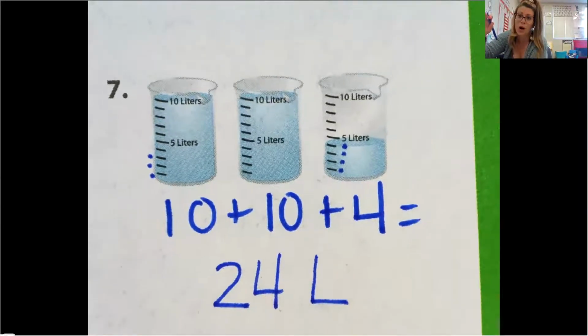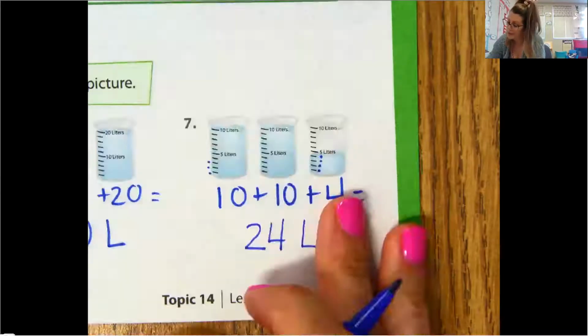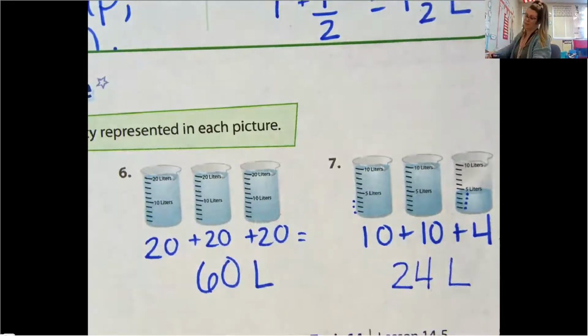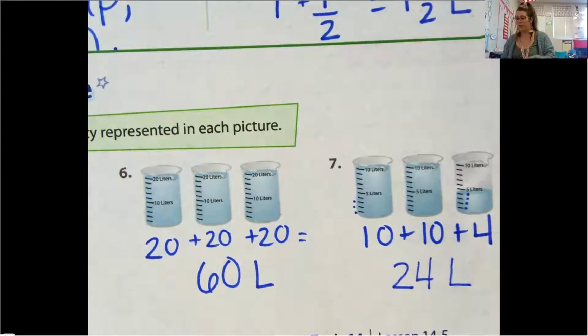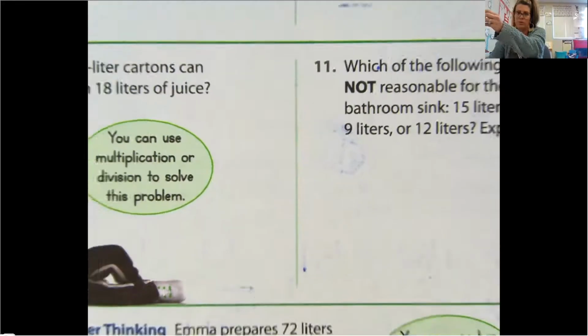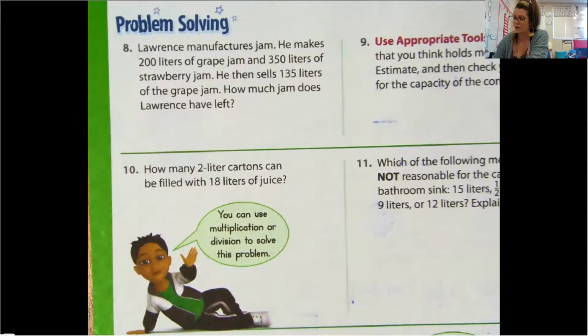Okay, so on your quick check on that little quiz today, guys, really pay attention to what each cup represents, okay? And really think about what the lines stand for. All right, let's flip it over. There are going to be some word problems, nice and big. So let's go ahead and do number 8.